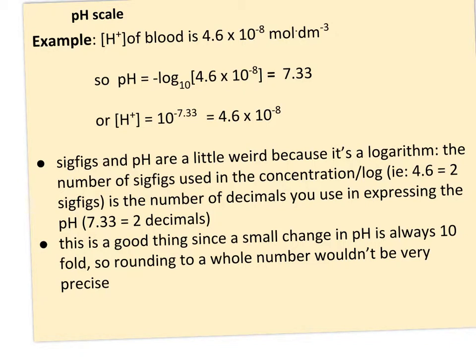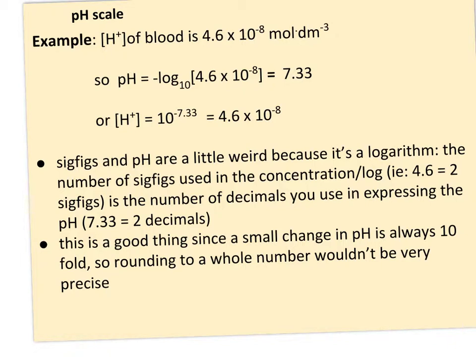Then I would take 10 to the negative 7.33 to come up with my ion concentration of 4.6 times 10 to the minus 8th. Now the sig figs are a little bit weird because you maybe noticed that I only had 2 sig figs with the 4.6, but I carried 3 sig figs in my answers. That's because it's a logarithm, and the convention is that you get to keep the number of decimals equal to the number of sig figs in your original number.